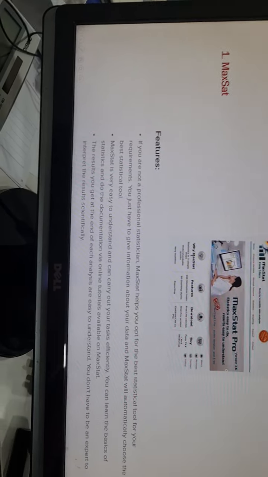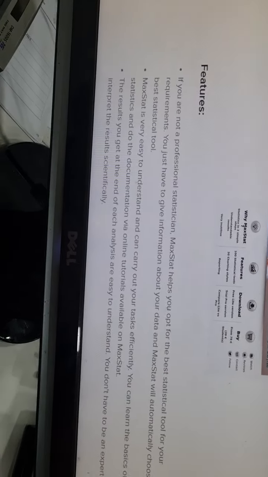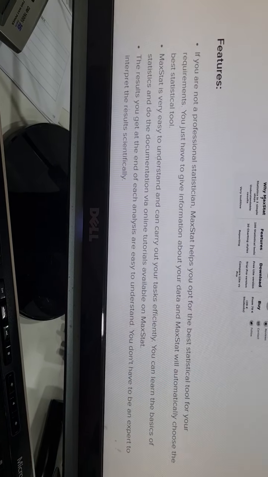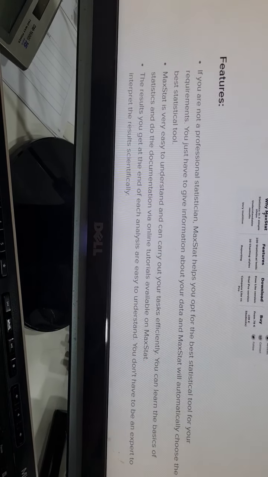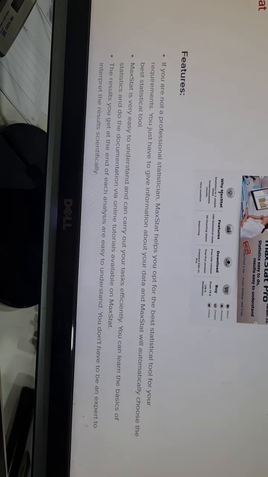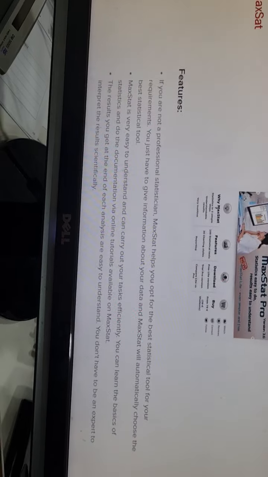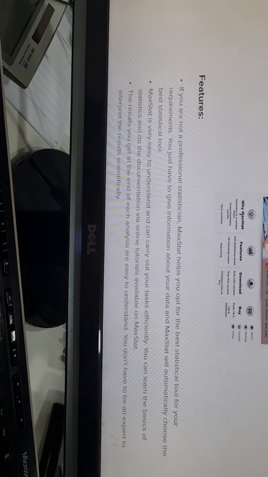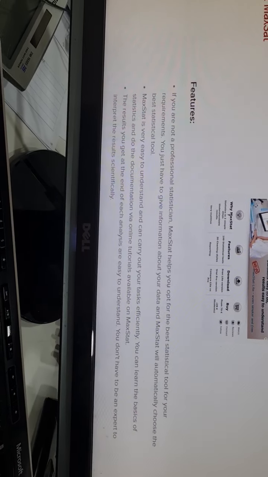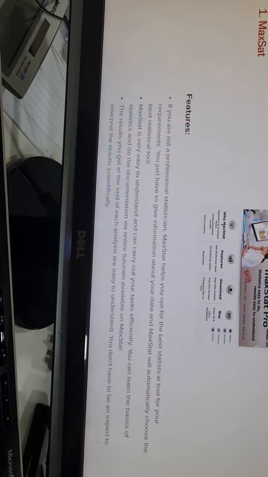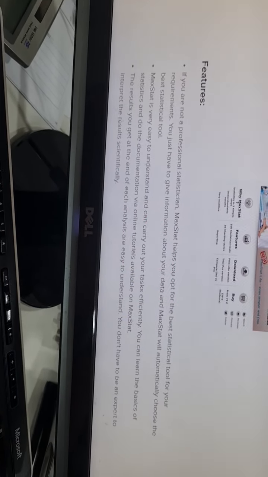Okay, so you can see the features. If you are not a professional statistician, MaxStat helps you to opt for the best statistics tool for your requirements. So you just have to give information about your data, and MaxStat will automatically choose the best statistical tool. MaxStat is very easy to understand, and the results you get at the end of its analysis are easy to understand. You don't have to be an expert to interpret the result scientifically.